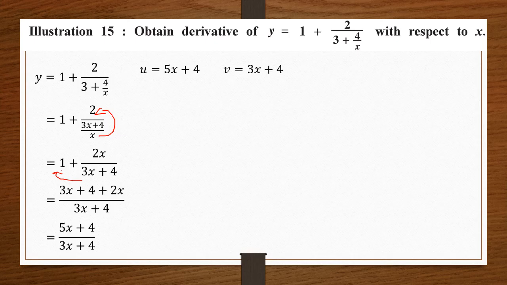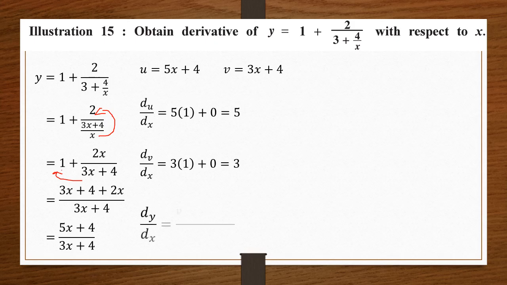We are going to find the separate differentiations for u and v. The first one is du upon dx, that will be 5 into 1, x becomes 1 plus 4 becomes 0. So 5 into 1 plus 0, that is 5. Similarly for dv upon dx, 3x plus 4 becomes just 3, as x becomes 1 and 4 is a constant, so it becomes 0. Next we are going to put our values into the formula.